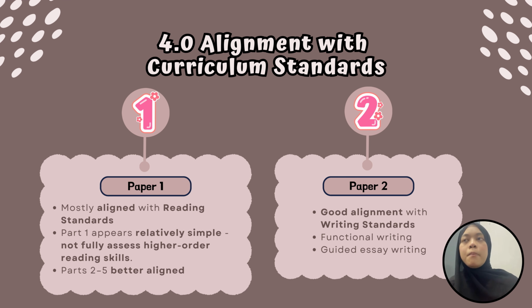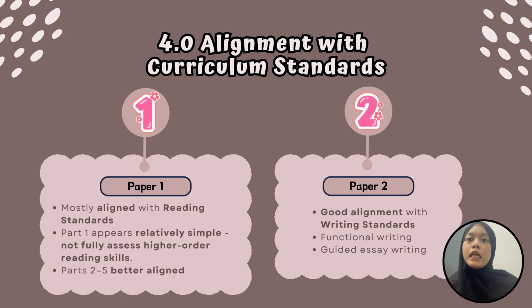On the other hand, Parts 2, 3, 4, and 5 demonstrate stronger alignment with the curriculum. These sections require students to understand specific details, interpret information, use context clues, and identify relationships between ideas. Therefore, they reflect the intended reading outcomes more effectively.